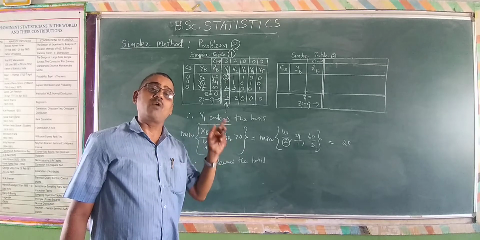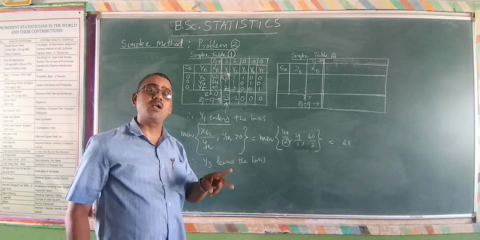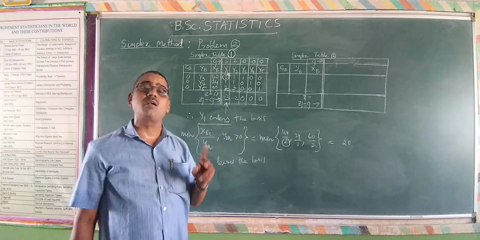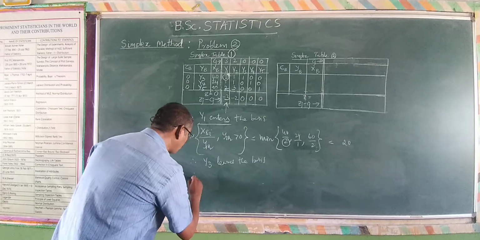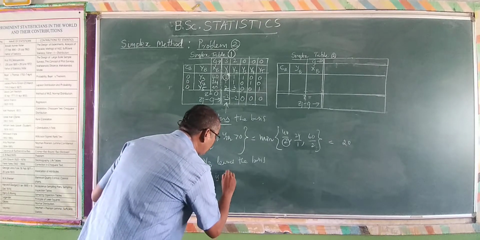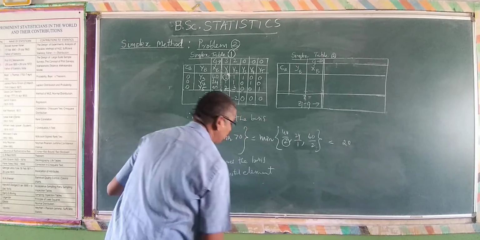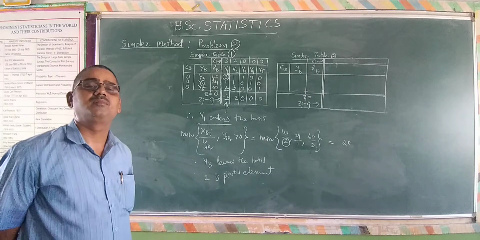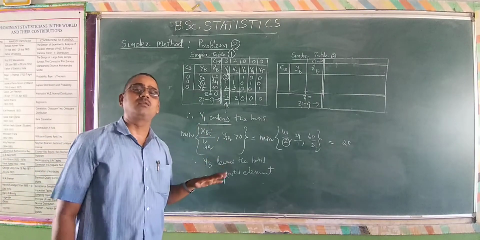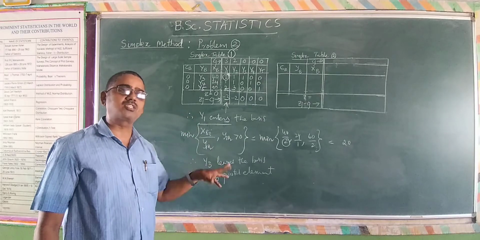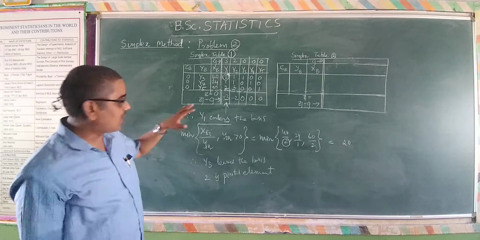When yk leaves the basis and yr enters the basis, the element common to them is called the pivotal element or leading element. The leading element is now 2. Therefore you write down, 2 is the pivotal element. After simplex table 1, from one simplex table to another simplex table, of course row operations are there, we do it later on.